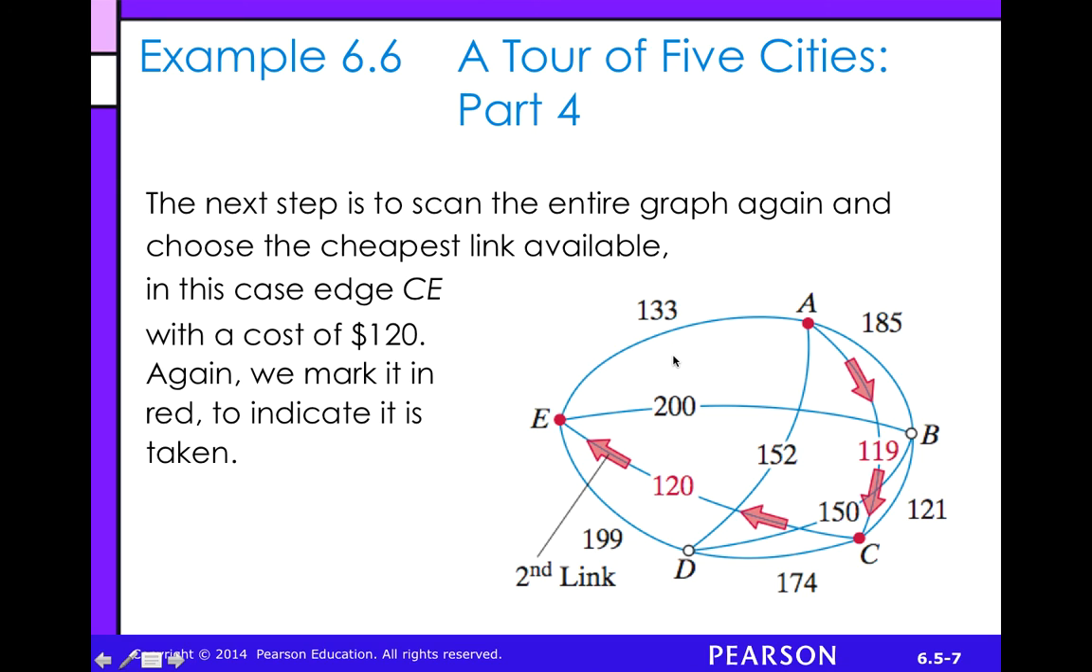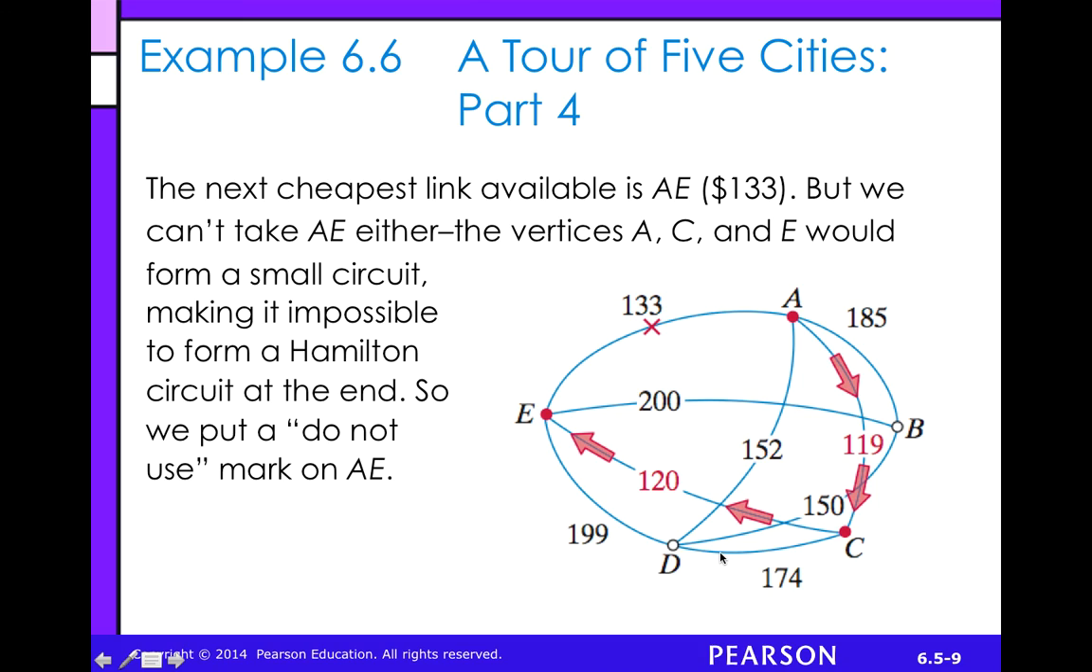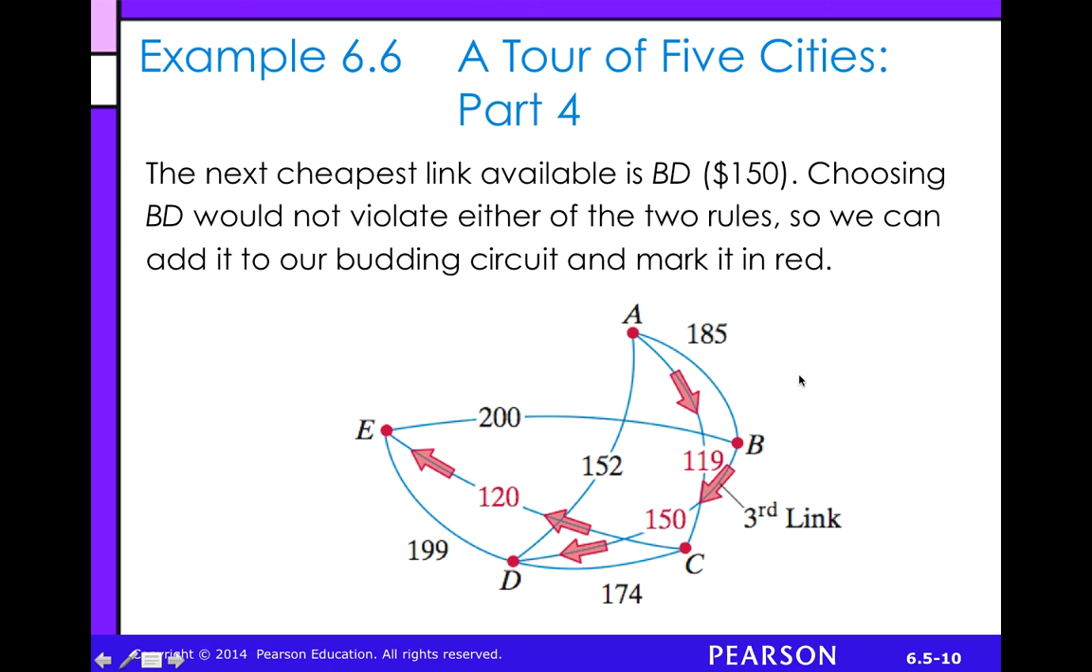Okay, so what is the next cheapest edge? The next cheapest is 150. If I highlight 150, I haven't broken either of the 2 rules, so that's fine. So as we discussed, you can't do BC, so we're not going to consider it anymore. We're not going to do EA, so we're not going to consider it anymore. And as we just said, the next cheapest link is 150, and 150 doesn't violate our rules, so we highlight it.